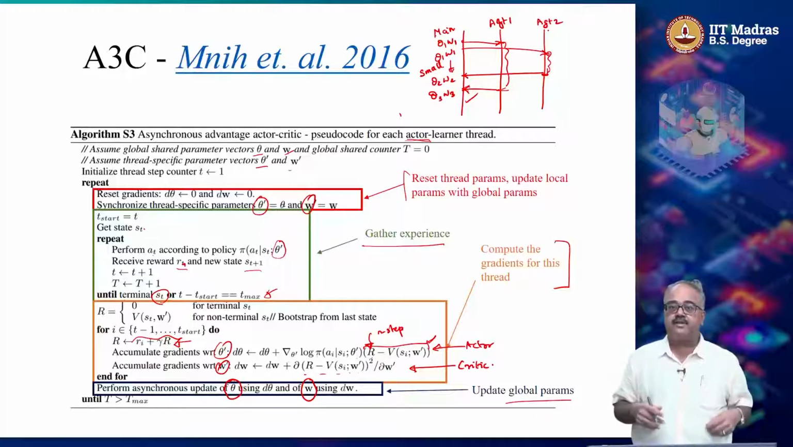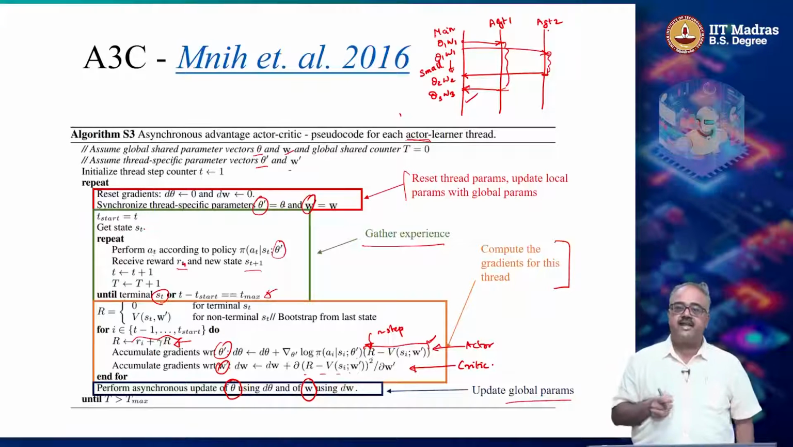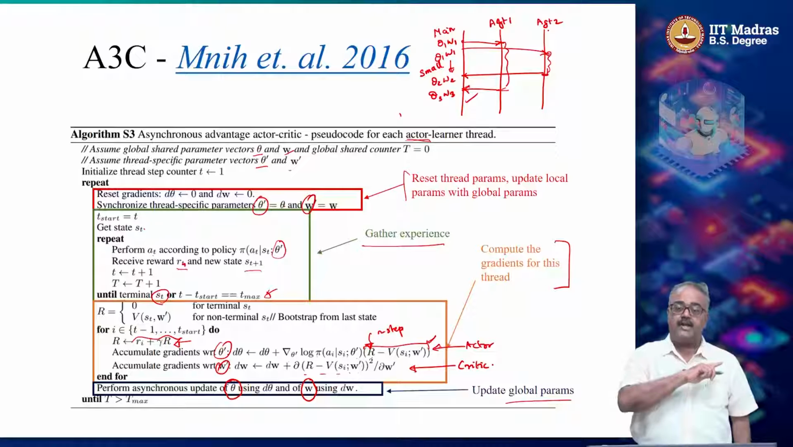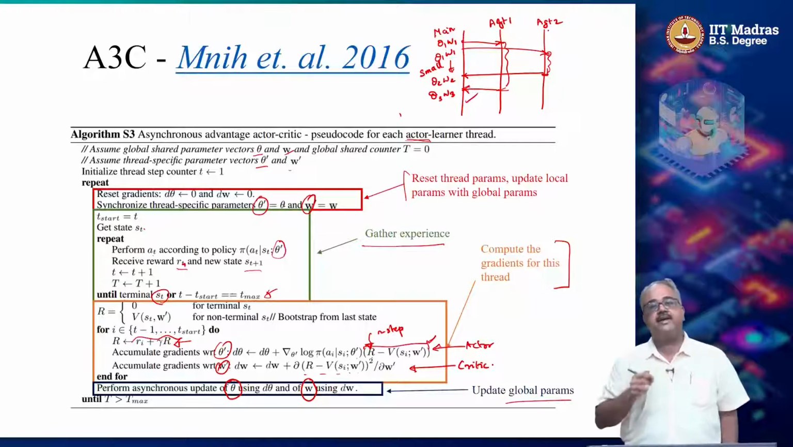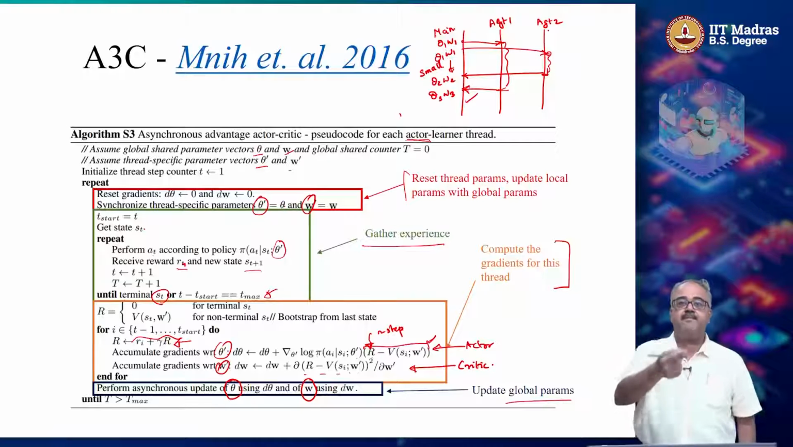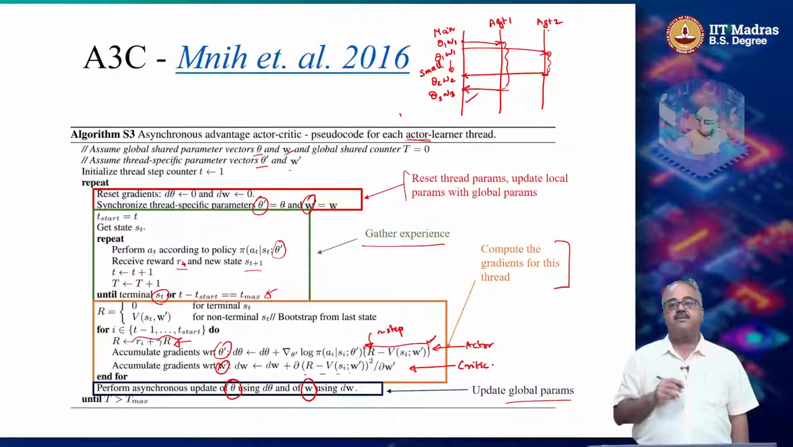They are starting at different points of the state space and exploring different parts of it, and therefore you don't have the correlated updates problem that you had with the DQN, for which you had to use a replay memory. So that replay buffer problem doesn't exist here.